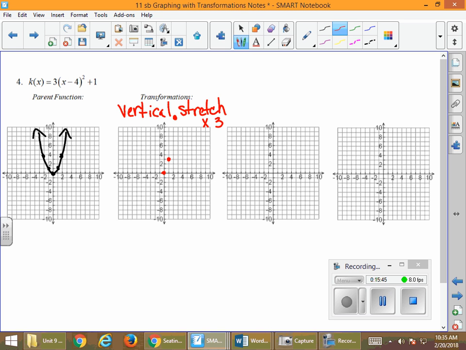And again, use this idea of mirror image. 1 space to the left, 3 up. 2 spaces to the left, 12 up. And there we vertically stretched our graph.